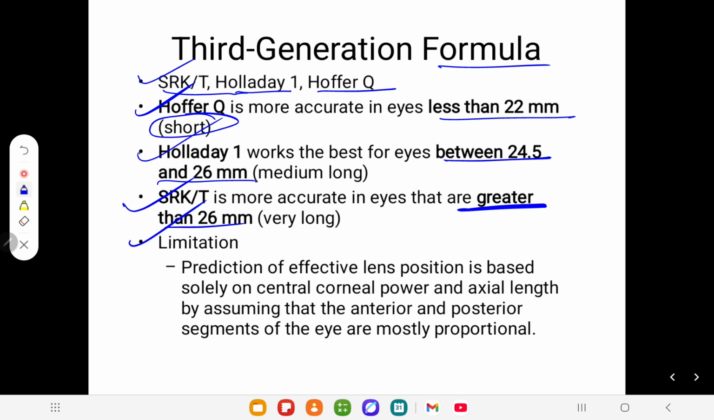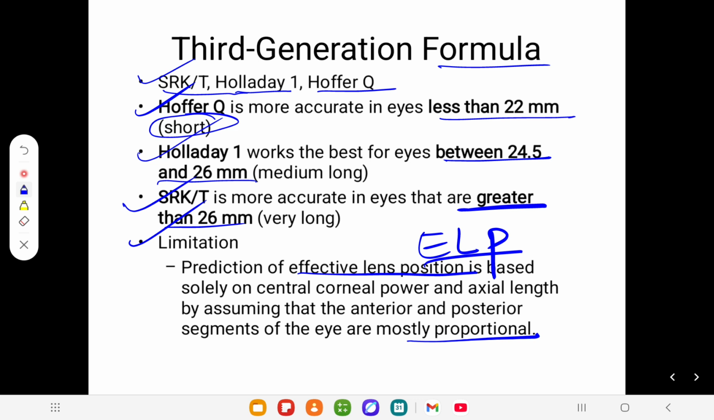Okay, what is the limitation? Prediction of effective lens position is based solely on the central corneal power and axial length, assuming that the anterior and posterior segments of the eye are mostly proportional. So the great prediction here is effective lens position, ELP. By the way, if you go to iWiki, that particular paper, I'll tell you which one, and try to find out which portions have the majority effect on errors, you will find that the effective lens position calculation has the majority of error in biometry.